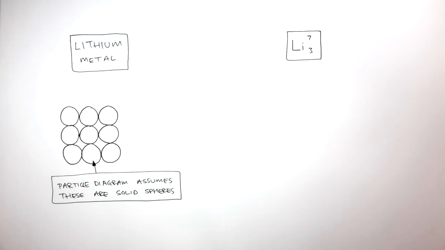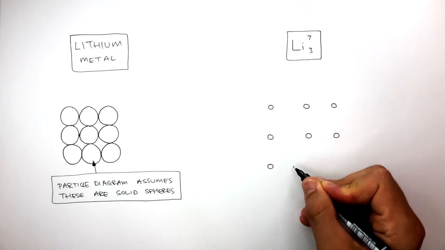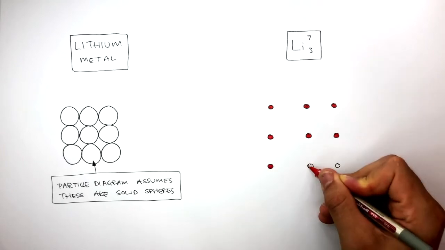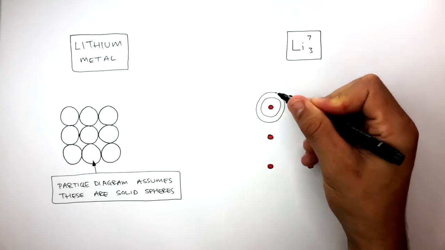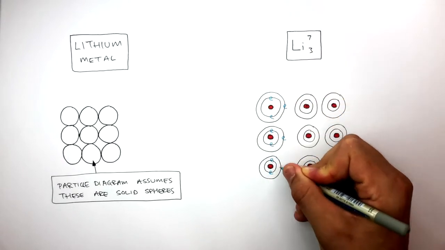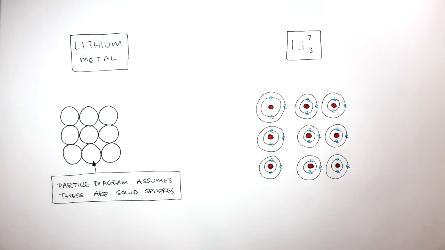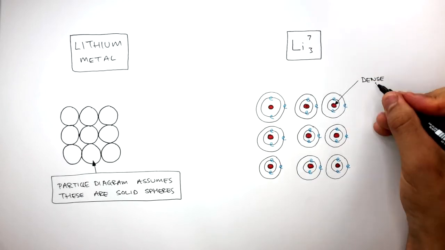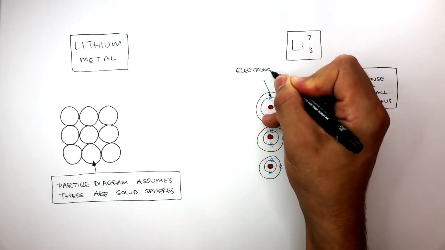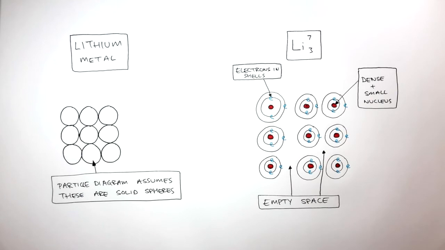So a more accurate particle diagram may look something like this, where I'm drawing the nucleus of each of the 9 atoms, represented by the red circles. And then surrounding the nuclei are the shells, where there are 2 electrons in the first shell and 1 electron in the outer shell. So we can see how there is a dense and small nucleus at the center of each atom, electrons in the shells, and then empty space in between the nuclei.